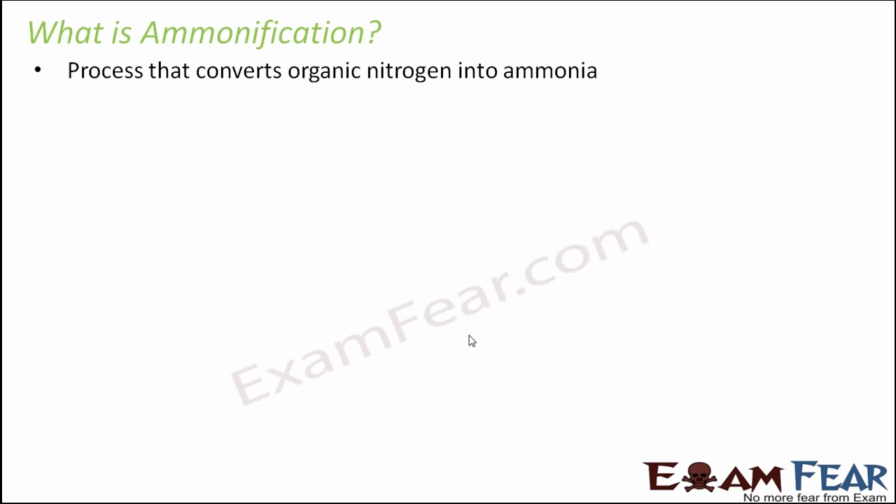So these three processes together completed one cycle. So why do we need ammonification? Let us understand, because in ammonification, we are not converting the atmospheric nitrogen to ammonia. We are converting the organic nitrogen. Do you know the difference between organic nitrogen and atmospheric nitrogen? Atmospheric nitrogen is the gaseous form of nitrogen which is present in the atmosphere. To convert atmospheric nitrogen to ammonia, which process is helpful? Nitrogen fixation. Yes. But organic nitrogen is something else.